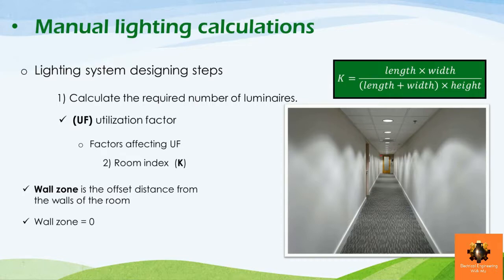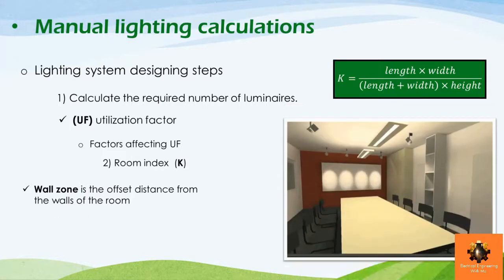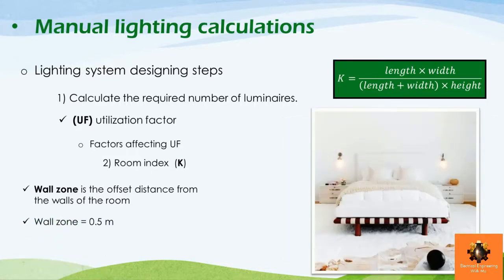Alright. Also, another example is the meeting room, as in the meeting room there is a meeting table which has an offset distance from the walls of the room, hence the wall zone is considered to be 0.5 in that case. So we will have here a wall zone of 0.5 meter. And also for the bedroom, we consider having a wall zone as the bed doesn't lie beside the wall directly, but there is an offset from the right and left of the bed.